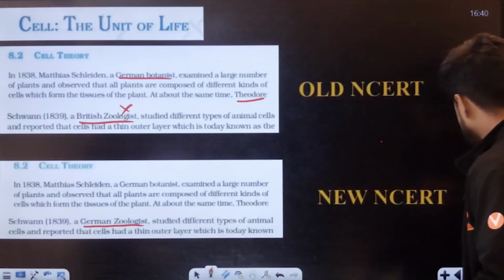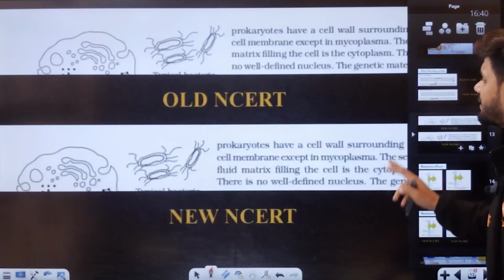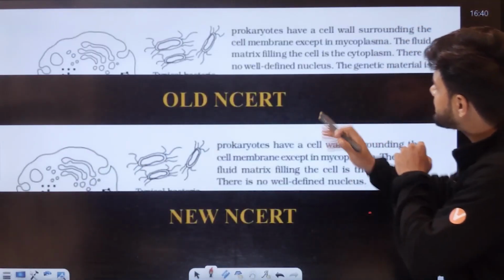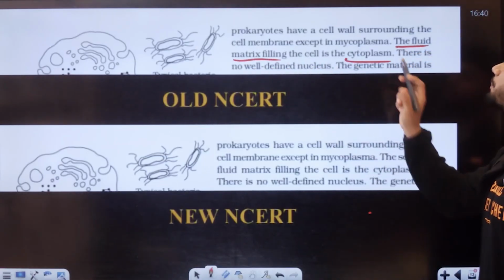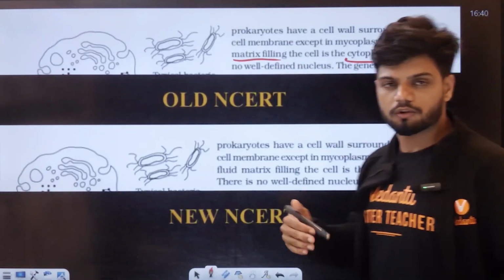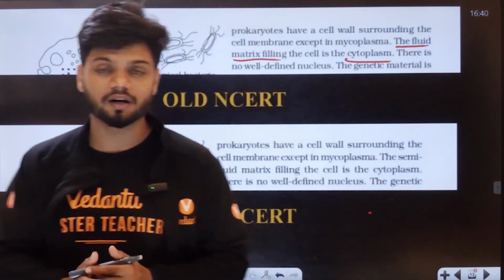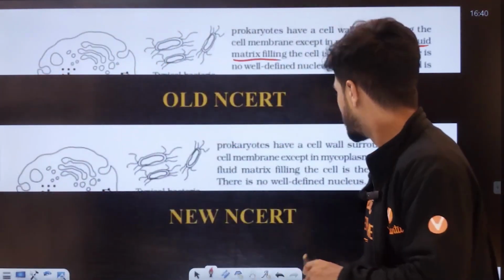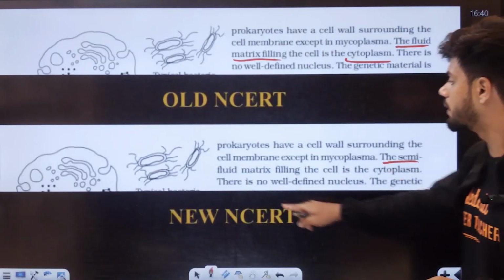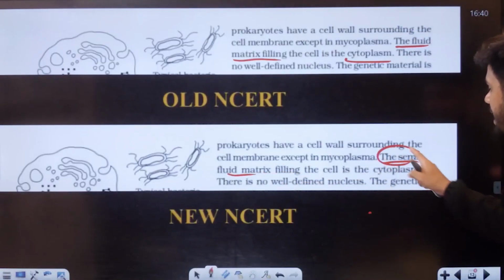Okay, in the new NCERT. And students, again there's a minor change in this chapter. In the old NCERT, it says here the fluid matrix called cytoplasm. But all of you should know the cytoplasm matrix is not fluid, it is semi-fluid in nature. So it has been changed. You see, the semi-fluid matrix. So the word semi has been added here.